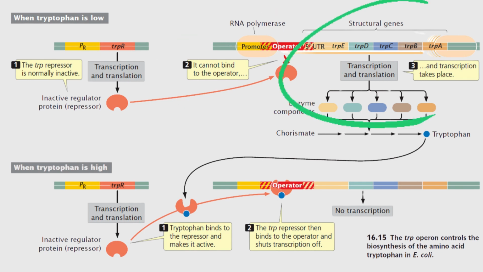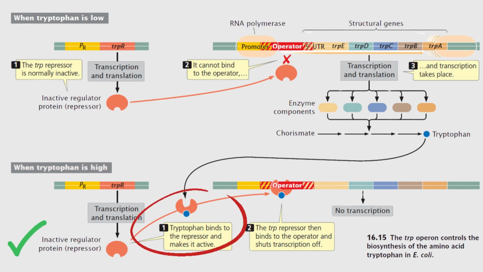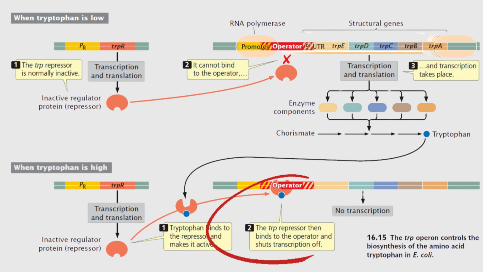Therefore, transcription takes place. When tryptophan is high, tryptophan binds to the inactive regulator protein and activates it. This enables the binding of the repressor to the operator region. Thus, transcription is then shut off.